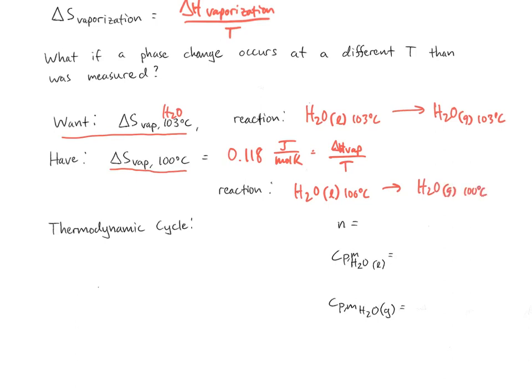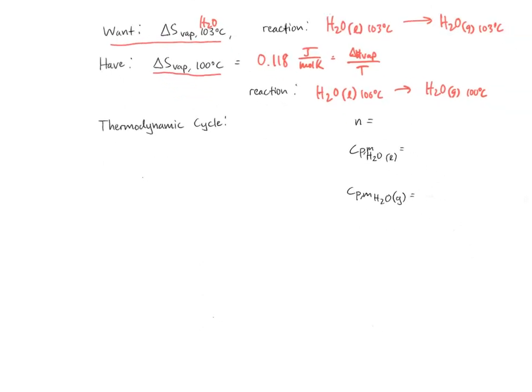And the way that we're going to calculate the entropy we want from the entropy we have is we're going to use a thermodynamic cycle. Remember, thermodynamic cycles are based off the premise that it doesn't matter which process you take to get from a starting point to an end point. For state functions, what only matters is the endpoints themselves. So we've got the entropy of H2O liquid at 103 degrees C, and the process that we want to calculate is a phase change, to the entropy of H2O in the gaseous state at 103 degrees C.